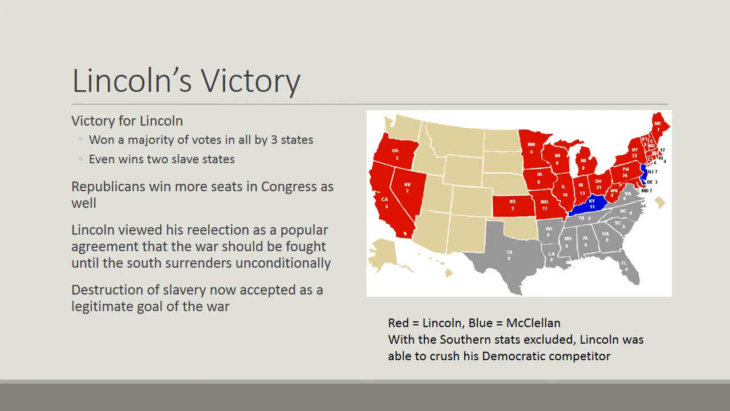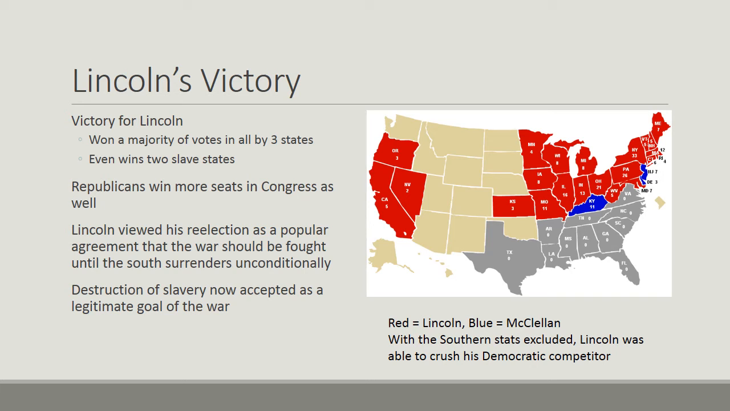So fortunately for the abolitionist effort, Lincoln wins the election, and he wins big time. He gets a majority in all of the northern states except for Kentucky, New Jersey, and Delaware. He even wins 2 slave states, Missouri and Maryland. And so on top of Abraham Lincoln keeping the presidency, the Republican Party wins more seats in Congress.